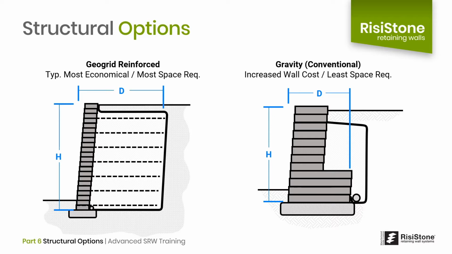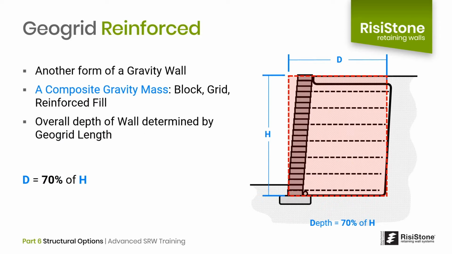A big part of what I want to address in this section of the training is some of the myths around large gravity walls, particularly in the context of competing against them. As a quick review, the geogrid reinforced wall is actually just another form of a gravity wall. We create a large composite gravity mass composed of a block facing, geogrid reinforcements, and reinforced fill material.